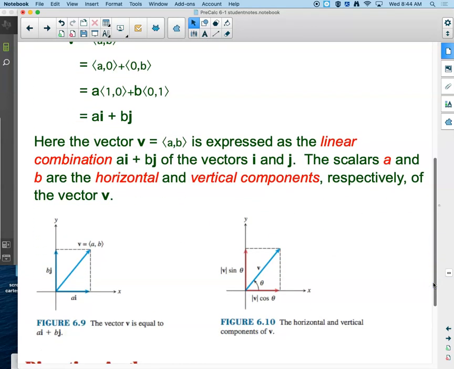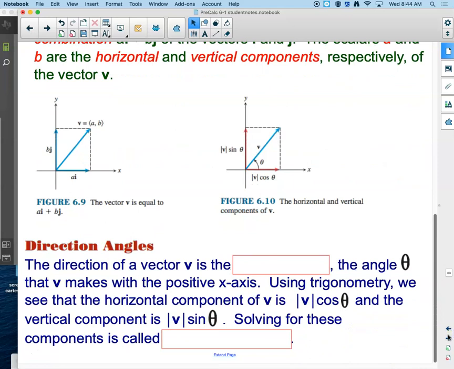Down here in the Christmas colors, the vector v is component form (a, b) and is expressed as a linear combination ai plus bj of the vectors i and j. Pardon me. The scalars a and b are the horizontal and vertical components, respectively, of the vector v. Gosh, maybe in your homework they might give you an example of when it's easier to work with these as a linear combination, but with just doing the two sections, probably not. We just need to know they're there, and that there are times when it is easier to use the ai plus bj standard representation than it is to use the component form. But most of our work is with the component form.